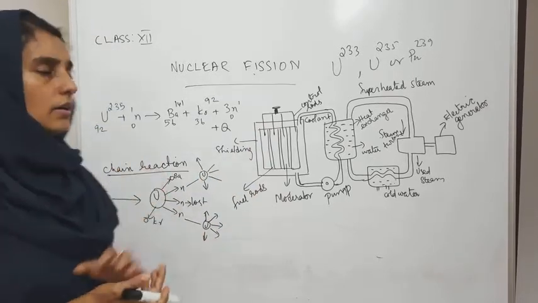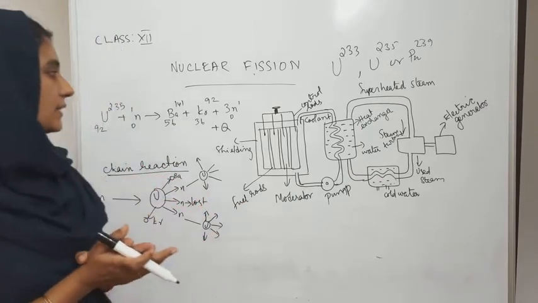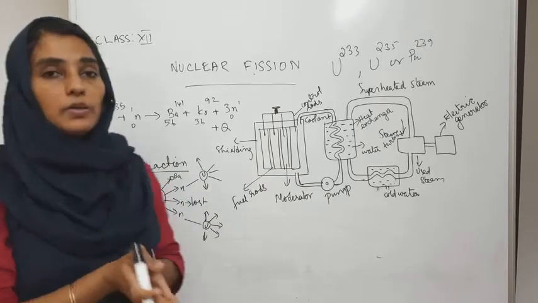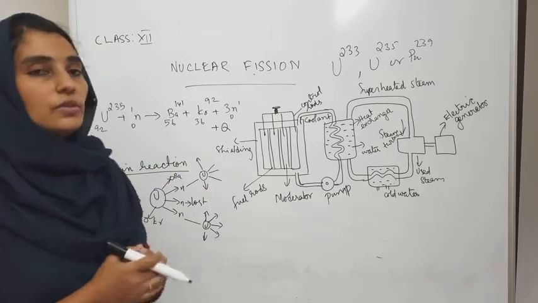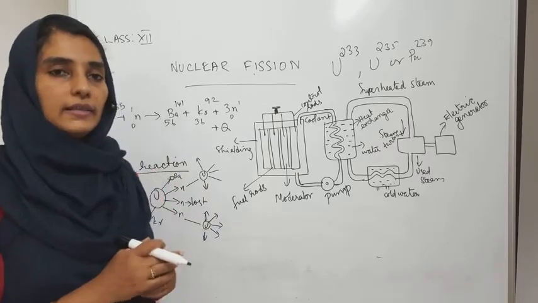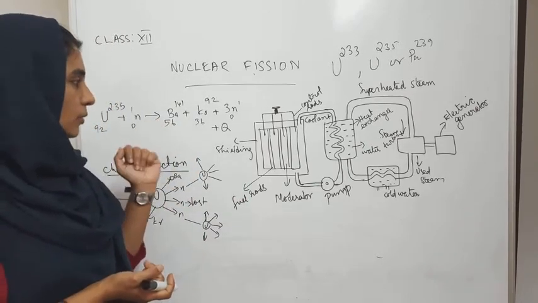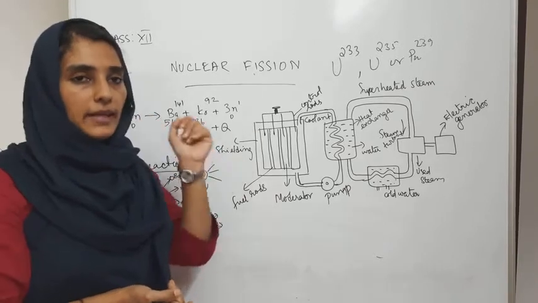We cannot say definitely that only barium and krypton will be released. There are several other elements into which the nucleus can split. The probable reaction is splitting into barium and krypton.